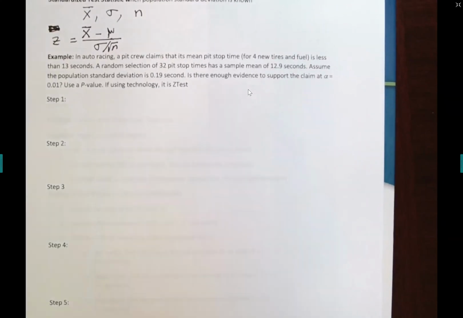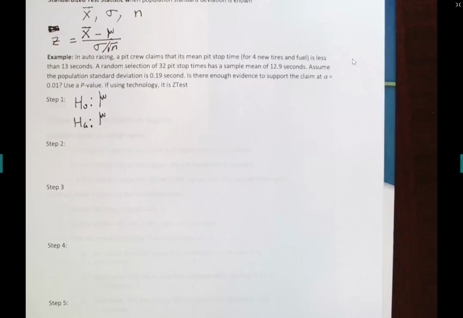In auto racing, a pit crew claims that its mean pit stop time for 4 new tires and fuel is less than 13 seconds. So what they're claiming, guys, is that they can change 4 tires and refuel the car in less than 13 seconds. First of all, I'm going to pause for 30 seconds and have you write the null and the alternative hypothesis. The first statement usually allows you to write the null and the alternative hypothesis. Why don't you do that?